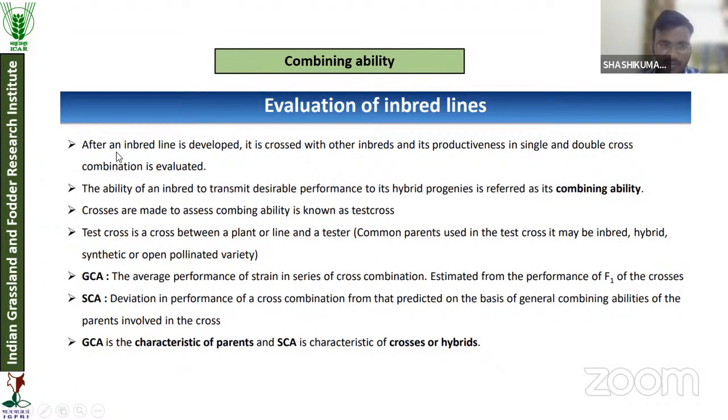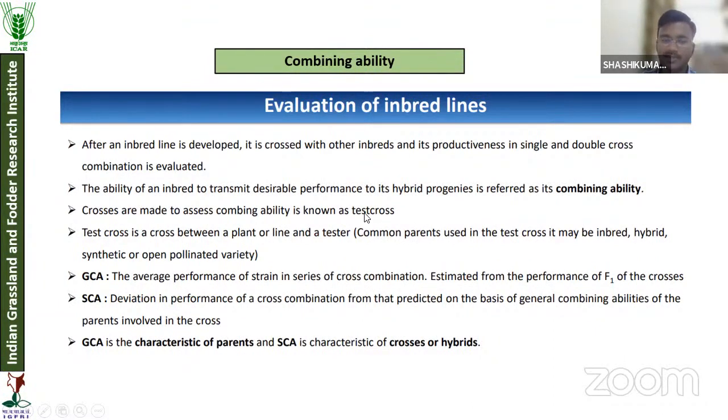Let us see. After an inbred line is developed, it is crossed with other inbreds, and its performance in single or double cross combination is evaluated. The ability of an inbred to transmit its desirable performance to its hybrid progeny is referred to as combining ability. Means when the inbred is crossed with another inbred, its ability to transmit its desirable performance to the hybrid progeny is called combining ability.